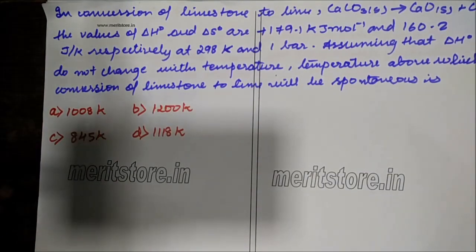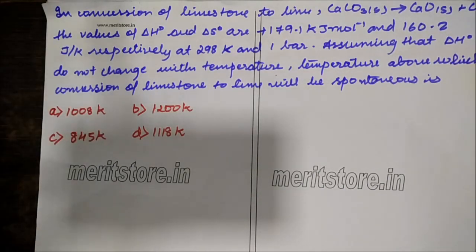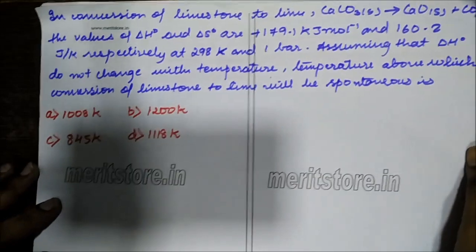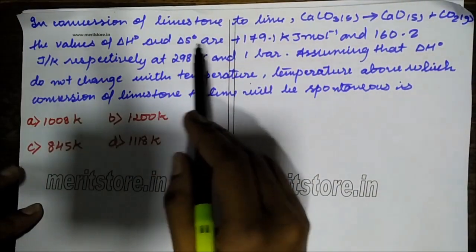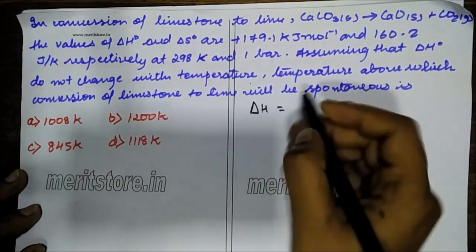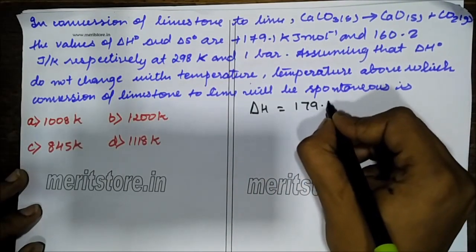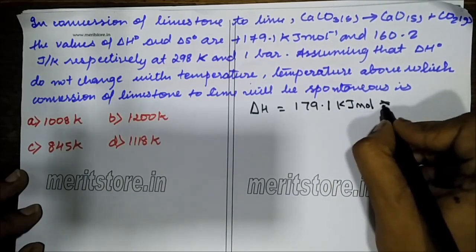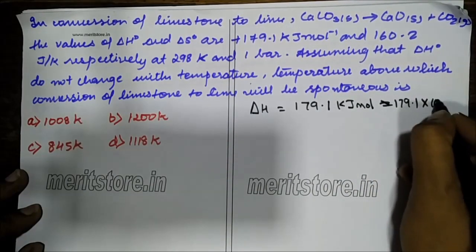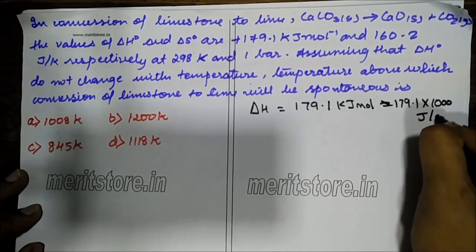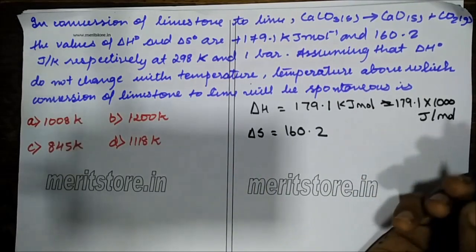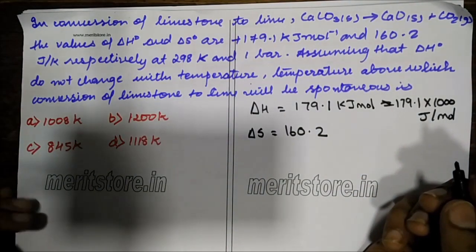in conversion from limestone to lime, that is CaCO3 getting converted to CaO and CO2, the values of delta H and delta S are given to me. Delta H is given as 179.1 kilojoules per mole. I will have to convert this into joules. So 179.1 into 1000 joules per mole. And delta S is given to me as 160.2 joules per Kelvin.